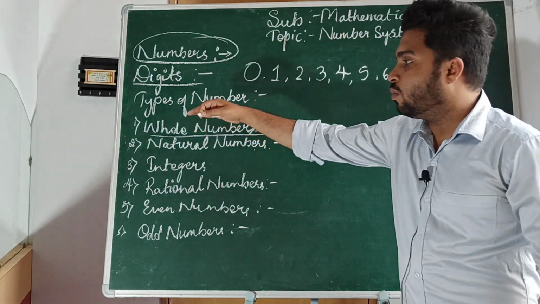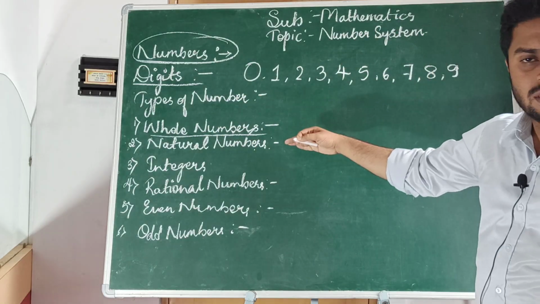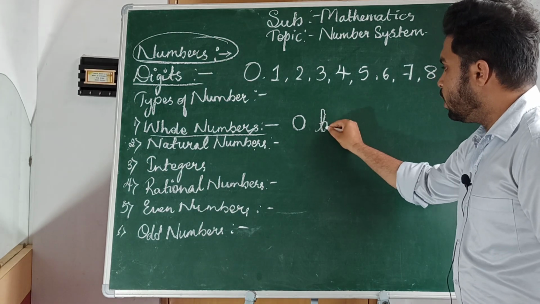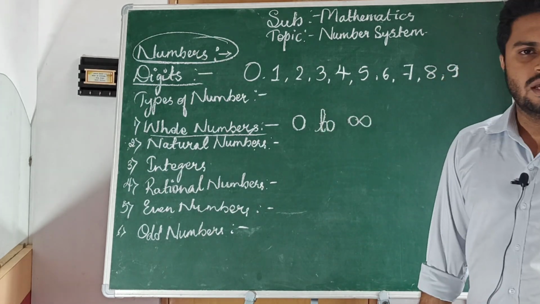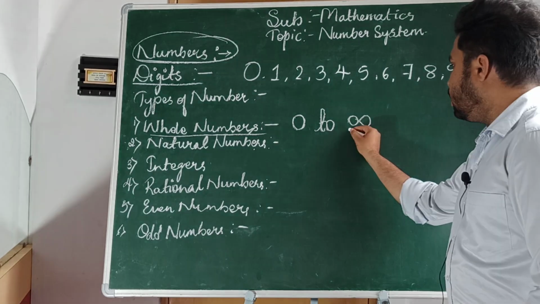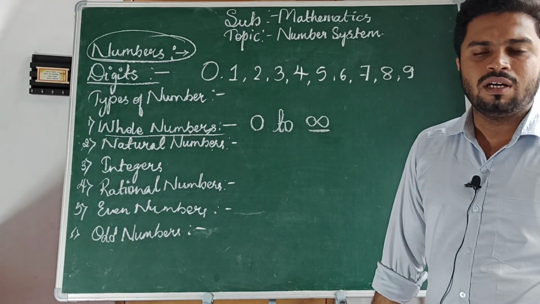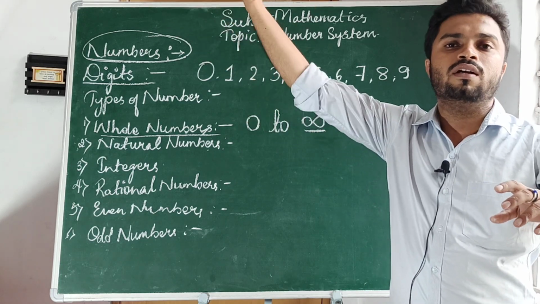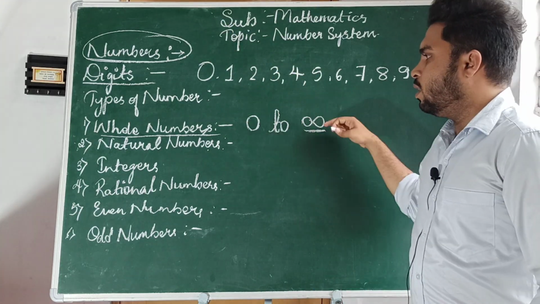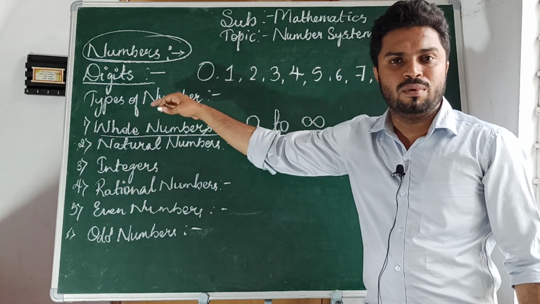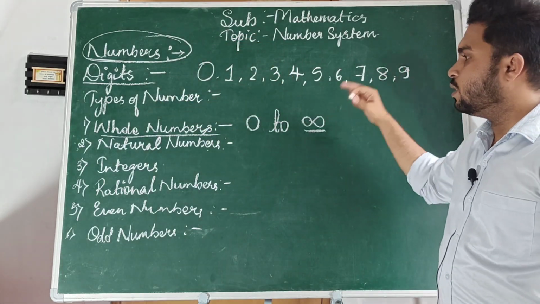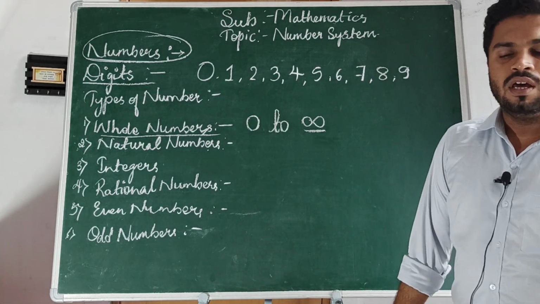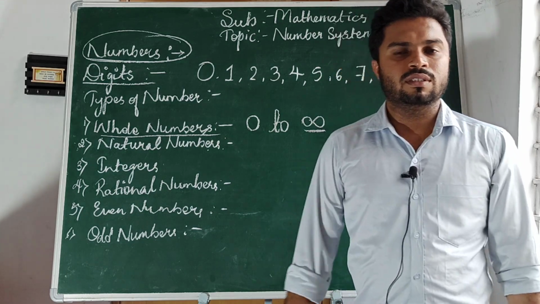So in another way you can take it as the numbers that start from 0 to infinity. What is this infinity? Infinity is nothing but countless. 0 to 10, 100, 10,000, lakh, it is uncountable, you can take. Okay. Whole numbers, the numbers that start from 0 to infinity, are called whole numbers.